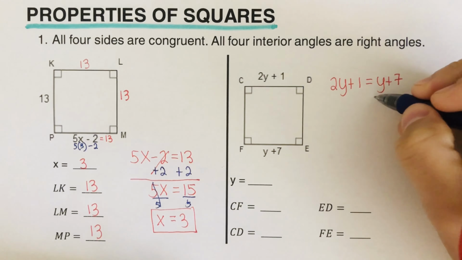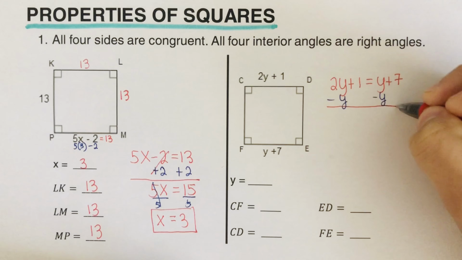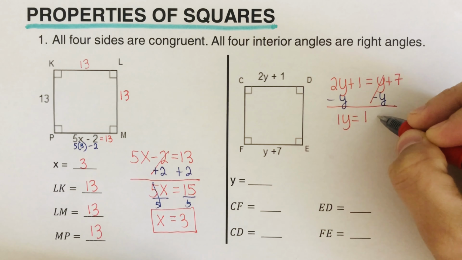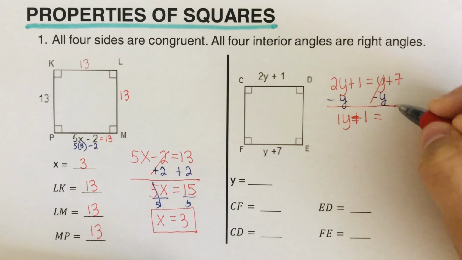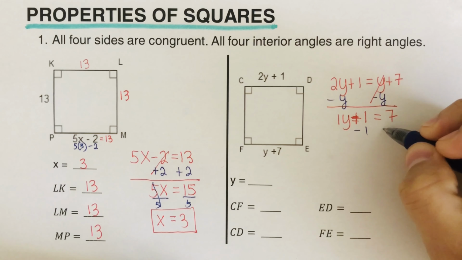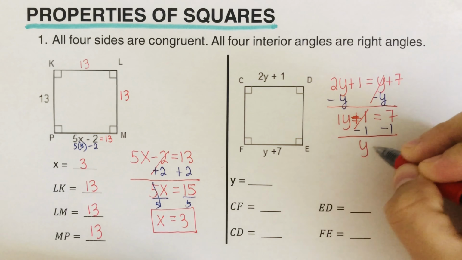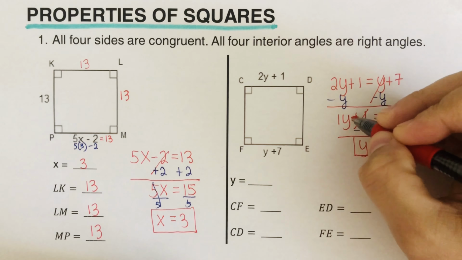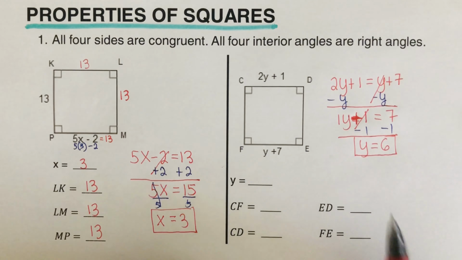Then we subtract y from both sides, minus y. So we have, cross this out, 1y plus 1 equals 7. And then we subtract 1 from both sides. So we are left with y equals 6. So our y is 6. That is supposed to be a plus 1 right there. Okay, so y is 6.